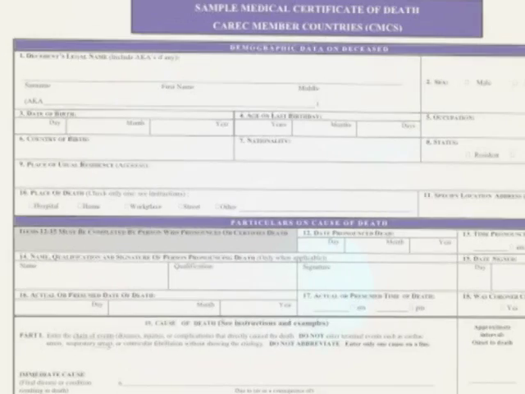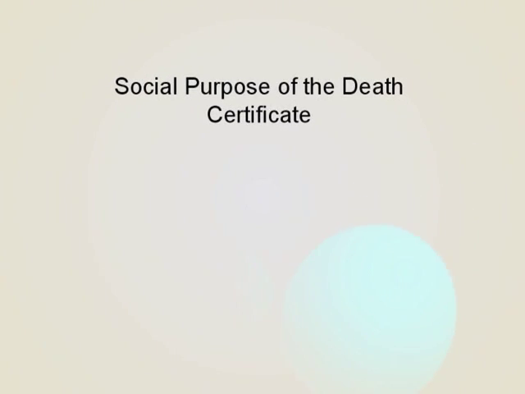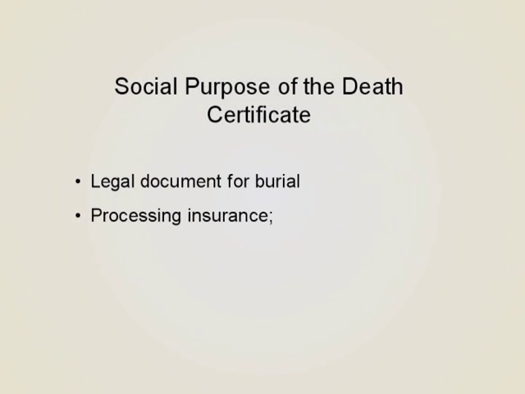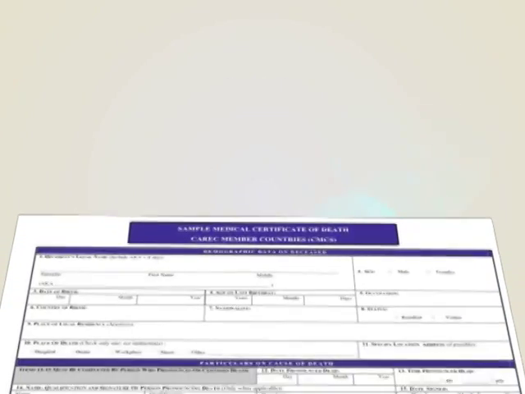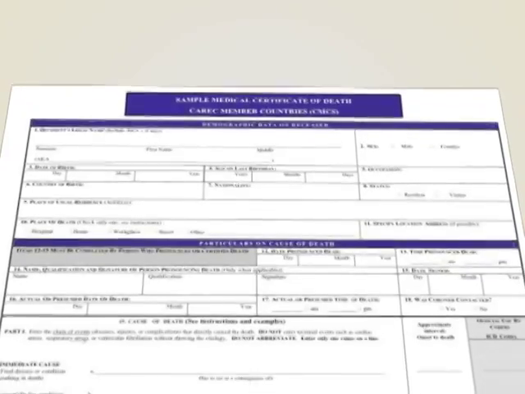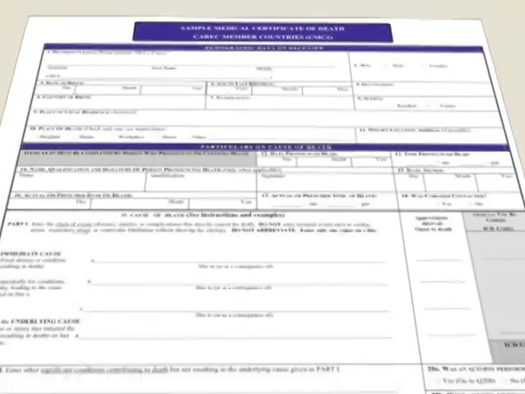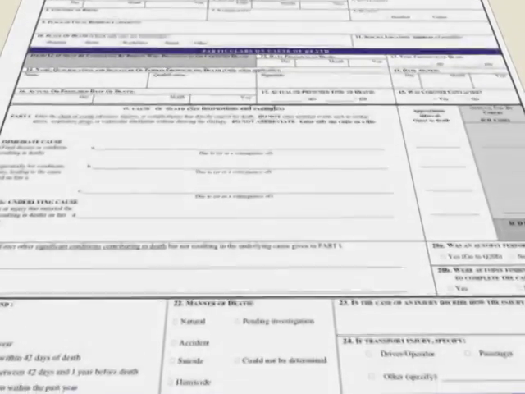First of all, we see that medical certificates of death serve social as well as statistical functions. On the social side, the certificate is used to obtain legal documents for burial of the deceased, for claiming life insurance, and processing the deceased's will. For the information of the certificate to become public health information, it must go through a classification process.